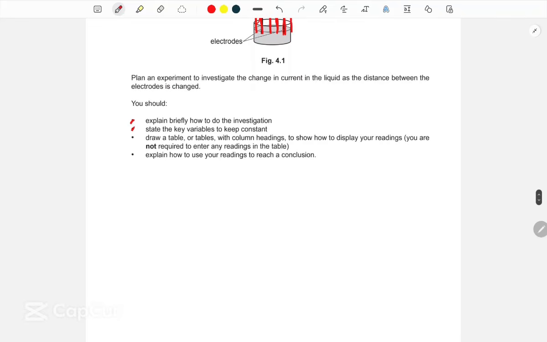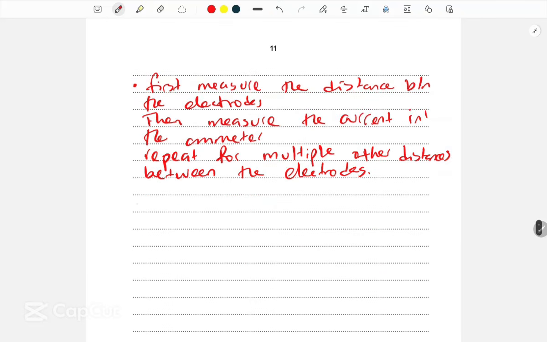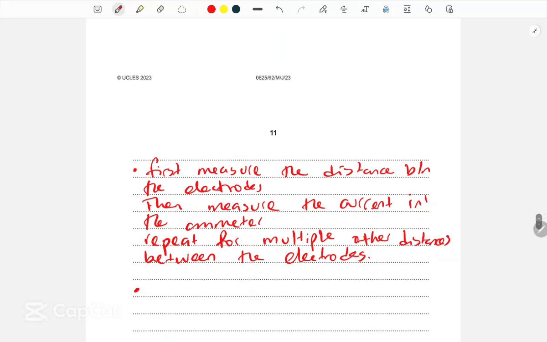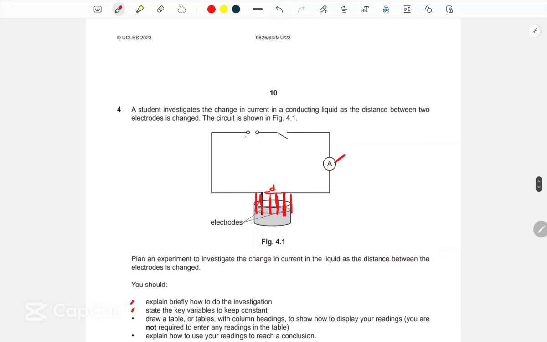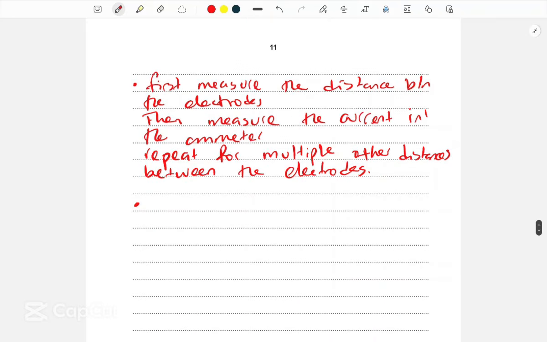Bullet point 2. State the key variables to keep constant. So the first one is going to be the power supply or the battery. The battery or the power supply should be the same because we don't want to change the voltage in any way. So the power supply should be the same.